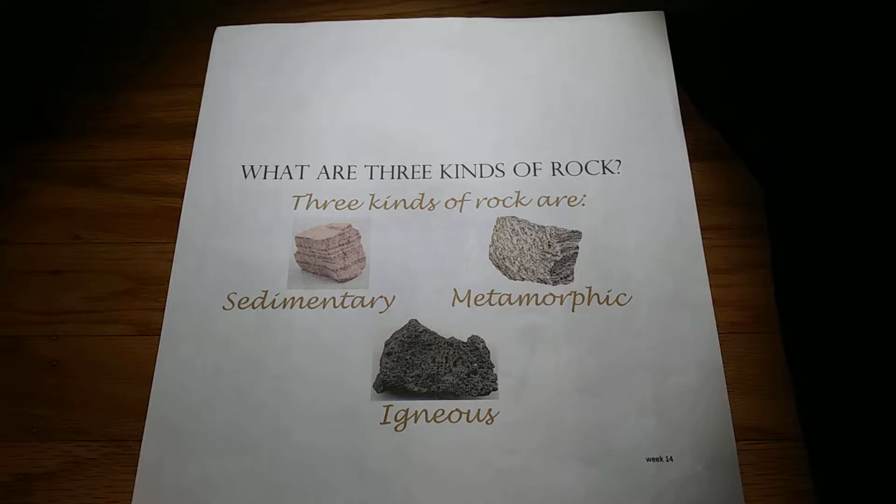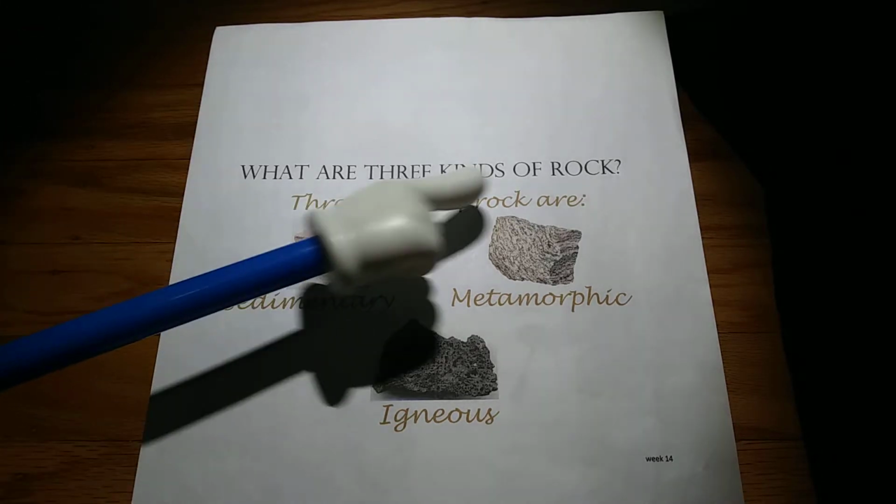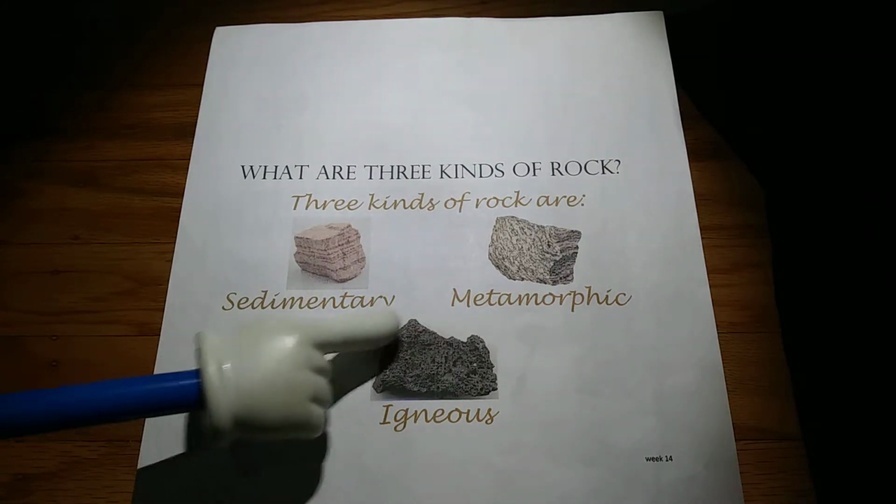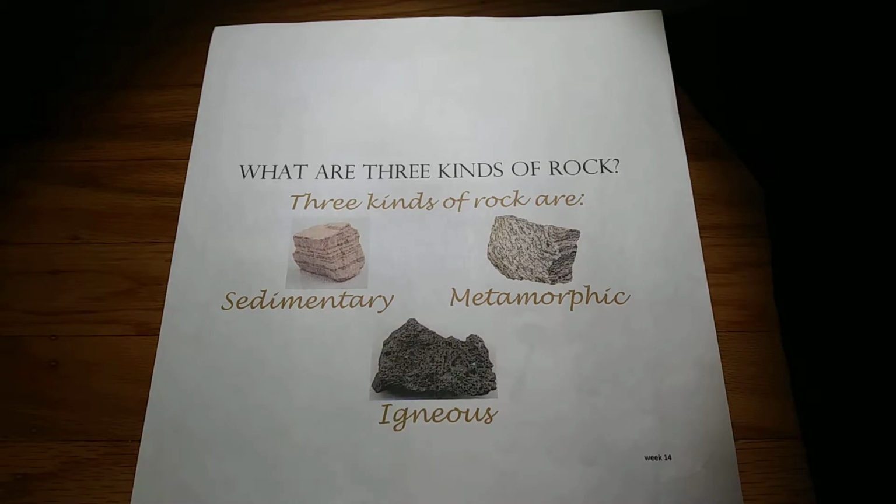Week 14. What are three kinds of rock? Three kinds of rocks are sedimentary, metamorphic, and igneous.